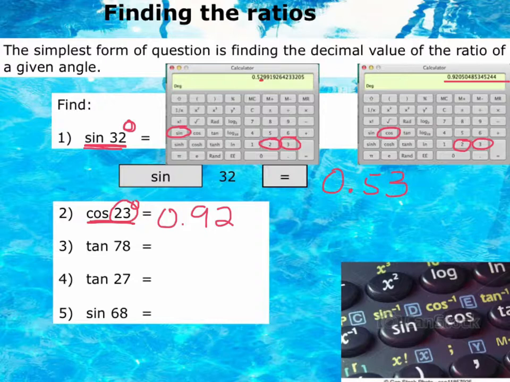If you're not using a computer screen, then your calculator may look something like this, and it's the same process. Sometimes you push sine first, then the number 32, or you'll push 32 first and then sine. It depends on your calculator. I want you to go ahead and do number 3, 4, and 5, finding tangent and sine. Bring your work to class.